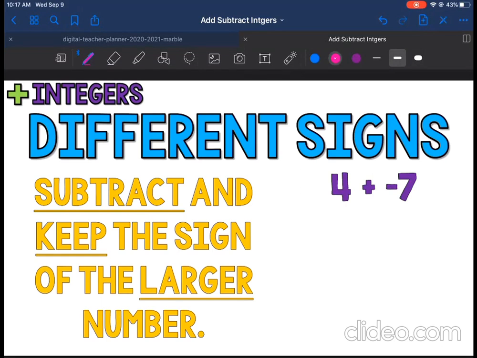So different signs, we're going to subtract them and keep the sign of the larger number. What does that mean? It's this simple. All you're going to do is you're literally just going to subtract 7 minus 4, which is 3. What number is bigger, 4 or 7? 7. So what sign is in front of 7? Negative, so therefore my answer is going to be negative.